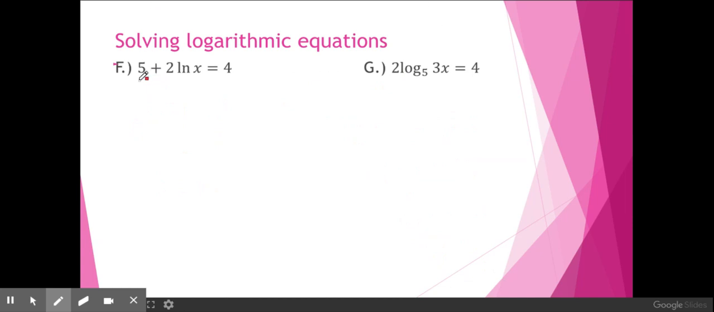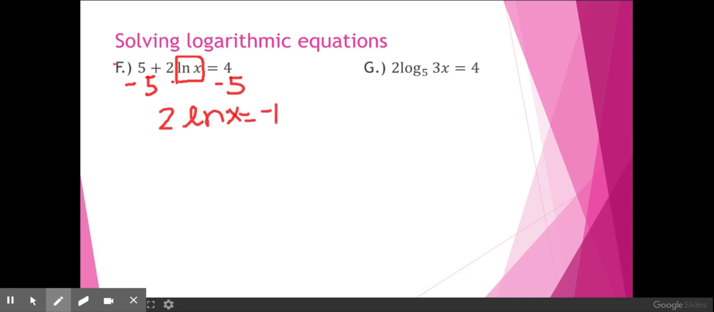All right, so we have 5 plus 2 ln x equals 4. So in this case, my ln x is not alone. So what we need to do first is get rid of this stuff. So first, I'm not going to add the 5 plus 2. You do not want to mess with that. You want to just start bringing stuff over to the other side. So I'm going to subtract 5 from both sides.